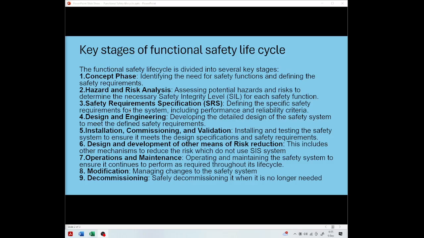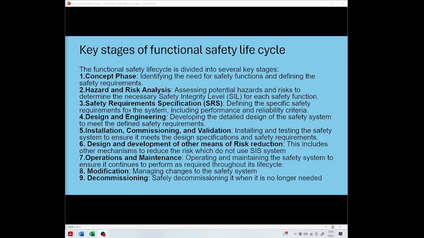Stage 4 is design and engineering. In this stage, we develop the detailed design of the safety system to meet the defined safety requirement, which is defined in previous stage, creating SRS.